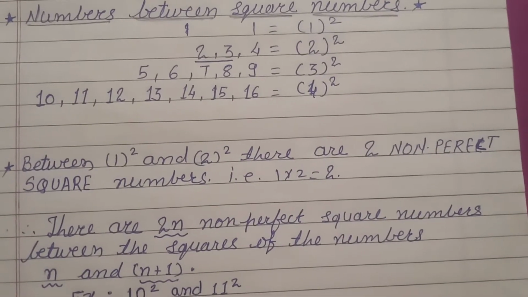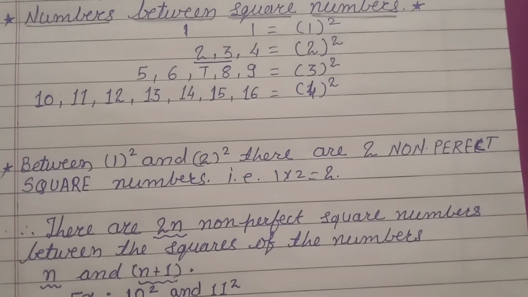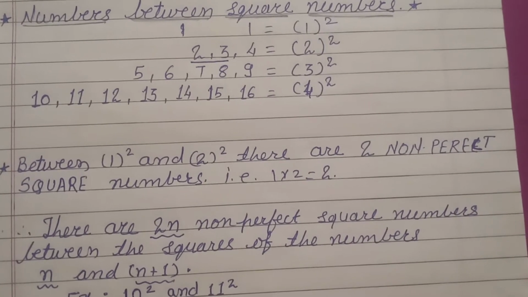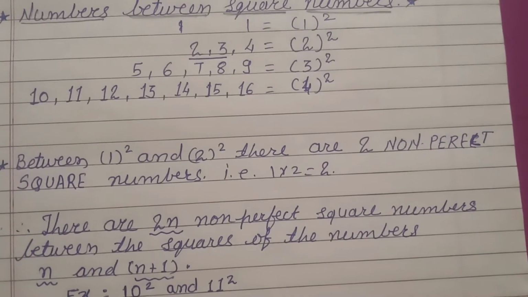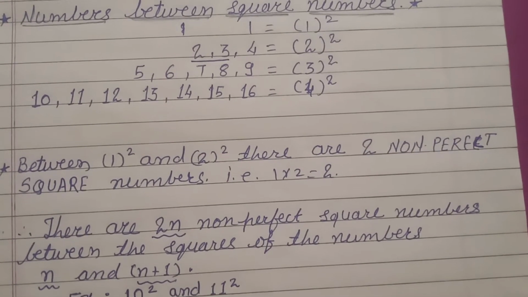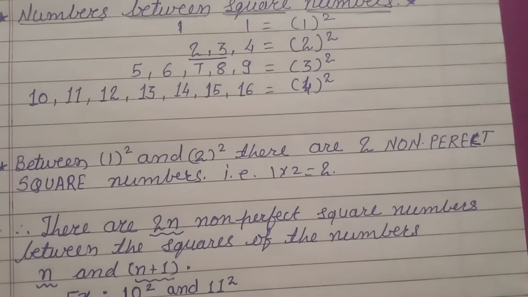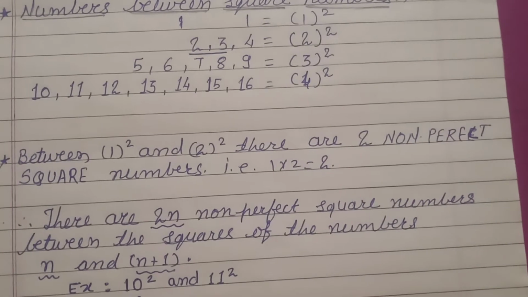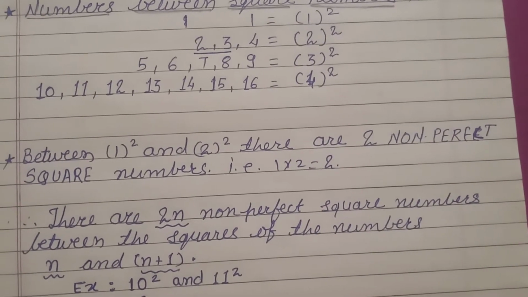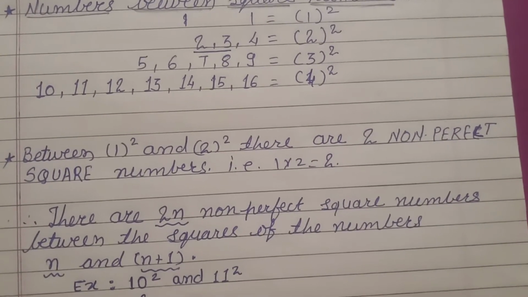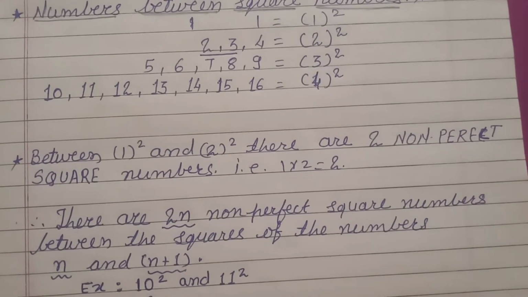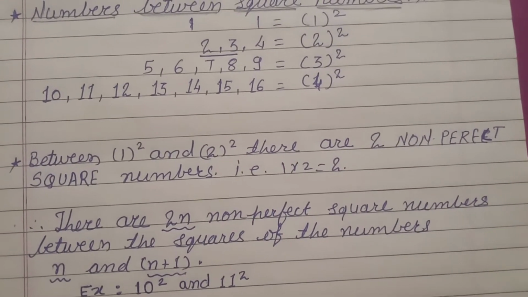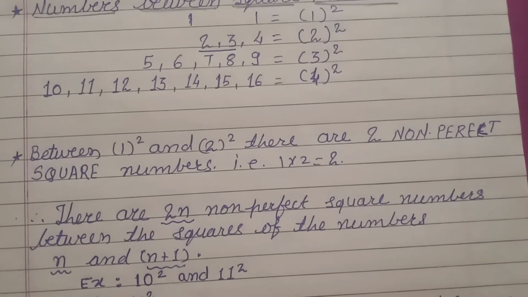Now, here are some numbers I have listed out for you. 1, that is 1 square. Then, sequentially, we have 1, 2, 3, then 4. 4 is 2 square. After 4, we have 5, 6, 7, 8, 9. That is 3 square. After 9, we have 10, 11, 12, 13, 14, 15 and 16, and 16 is 4 square.